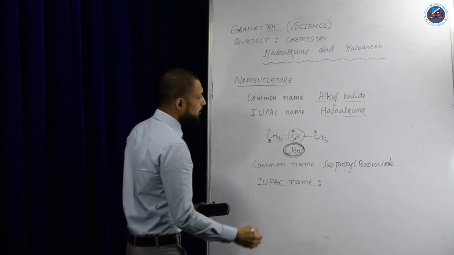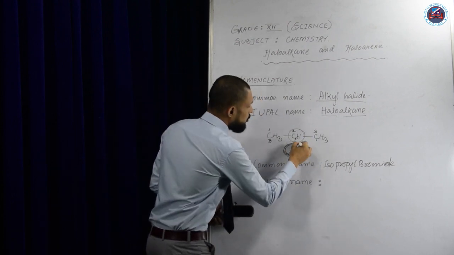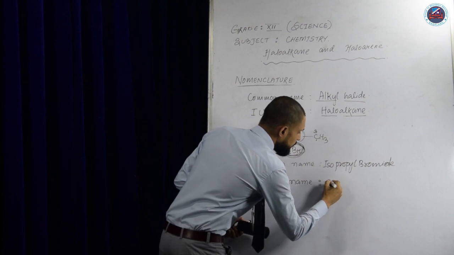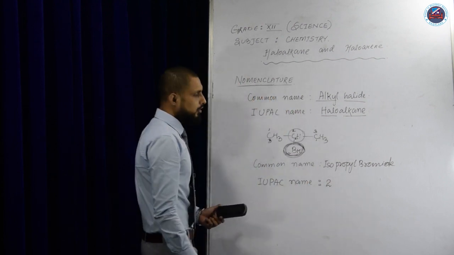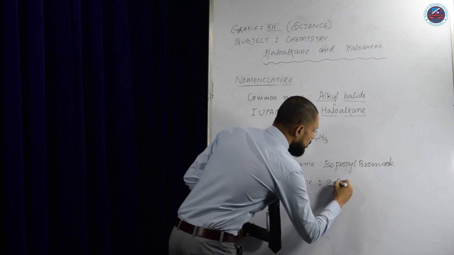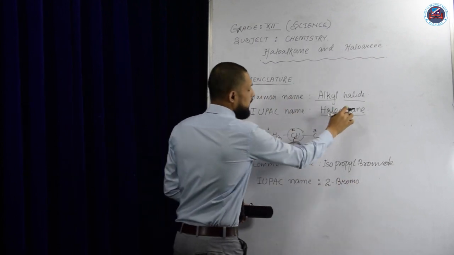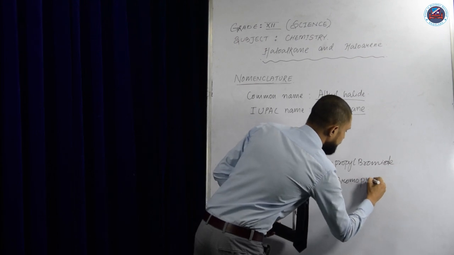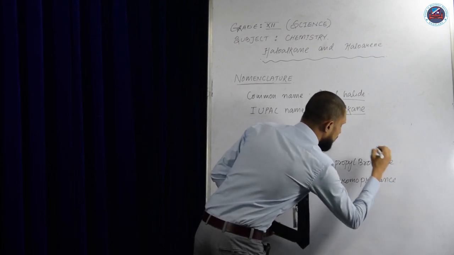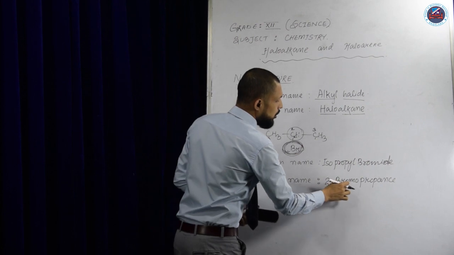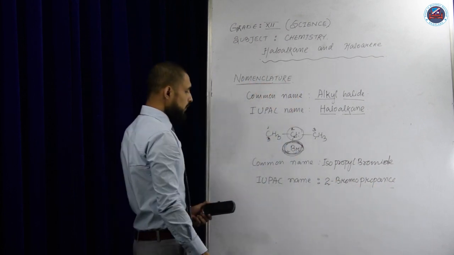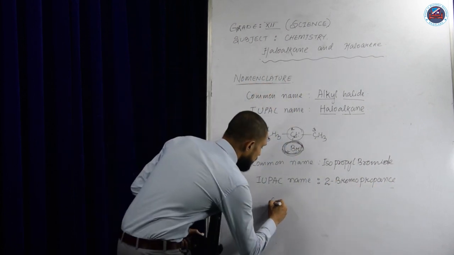So we'll write the name. We'll start with the position of the halogen atom, that is position 2. So we'll write 2-bromo, and since you have 3 carbons, the alkane name is propane. So the IUPAC name for this compound is 2-bromopropane.